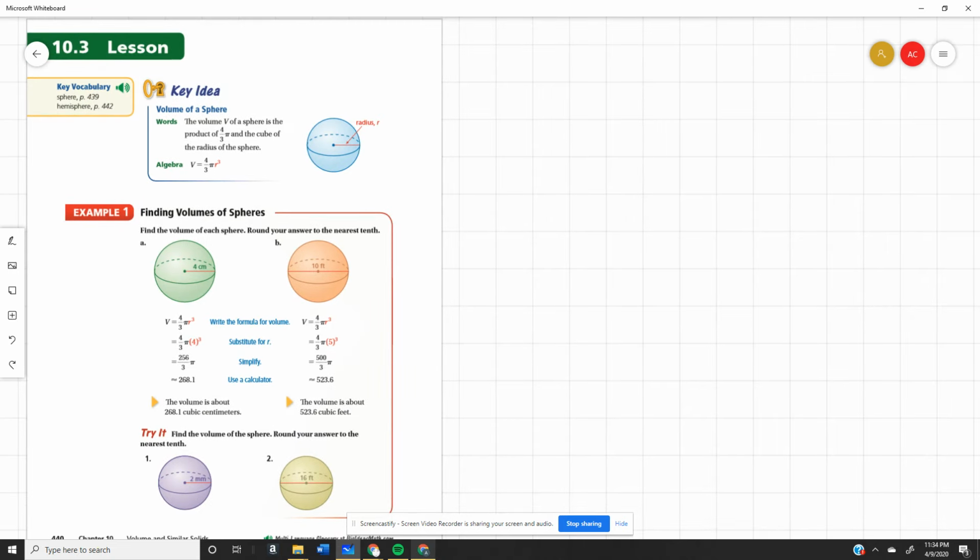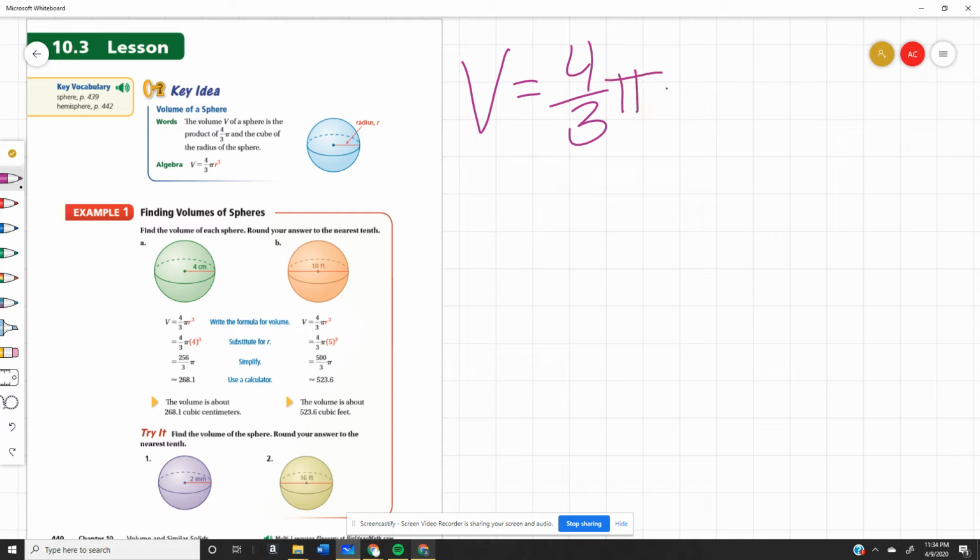Key idea. Volume of a sphere. The volume of a sphere is the product of 4/3 pi and the cube of the radius of the sphere. So in algebra, that looks like volume, or V, is equal to 4/3 pi r cubed. Okay? Radius cubed.